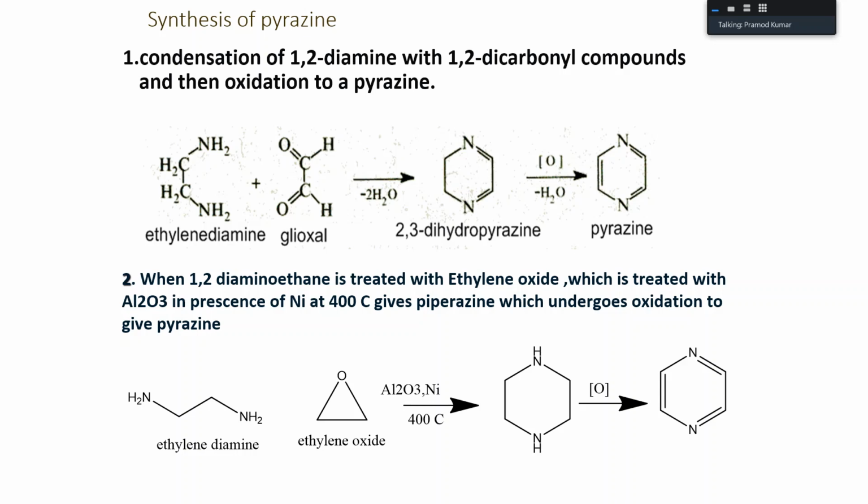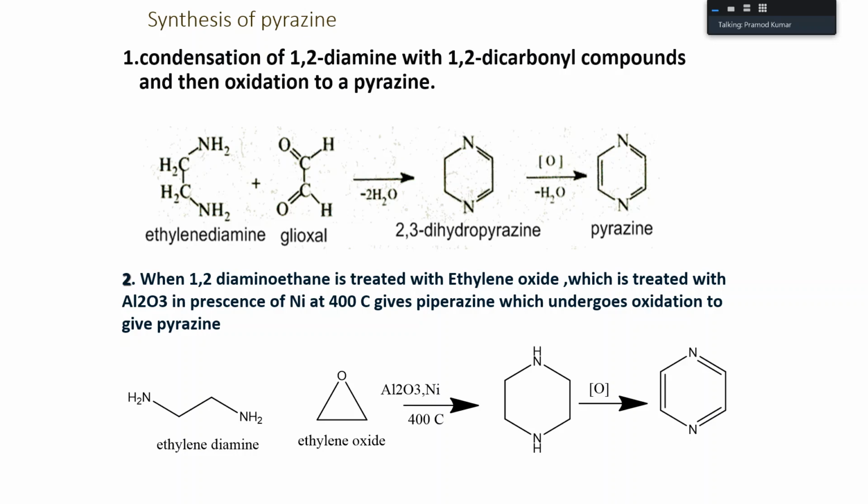It is a 1,2-diketo compound. See, this undergoes condensation to give you 2,3-dihydropyrazine. Why is it called 2,3-dihydro? Because there are extra hydrogens at the second and third positions. This undergoes oxidation. You can take any reagent, palladium on carbon, anything. There is loss of H, and you get your pyrazine.